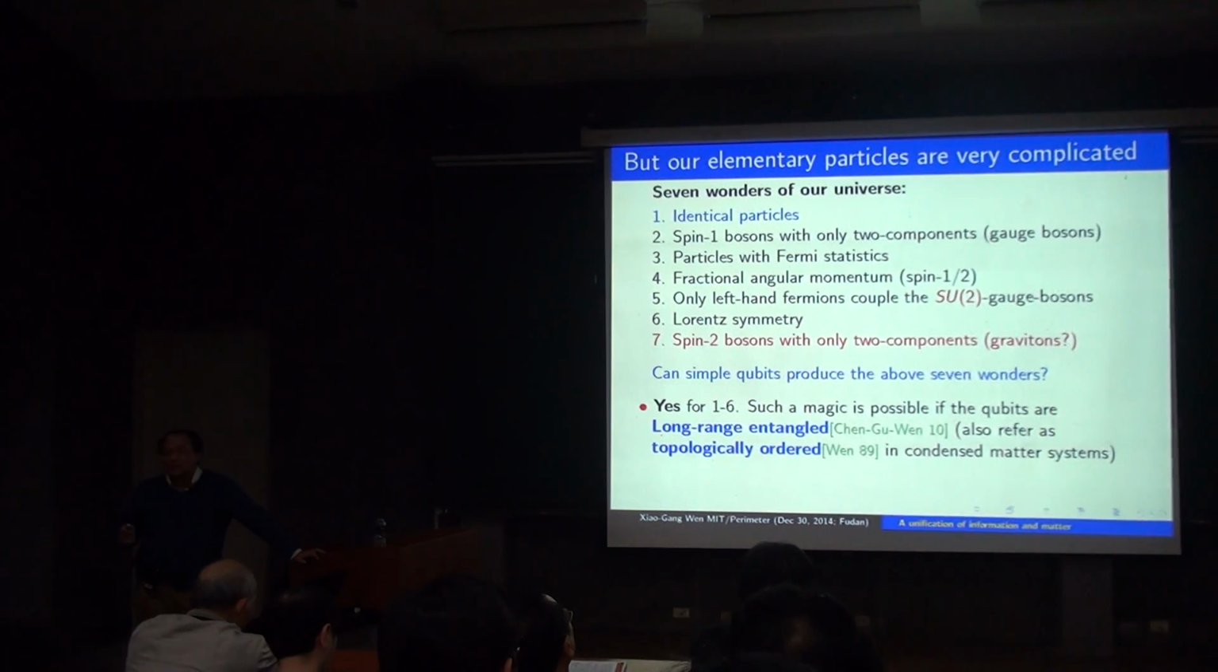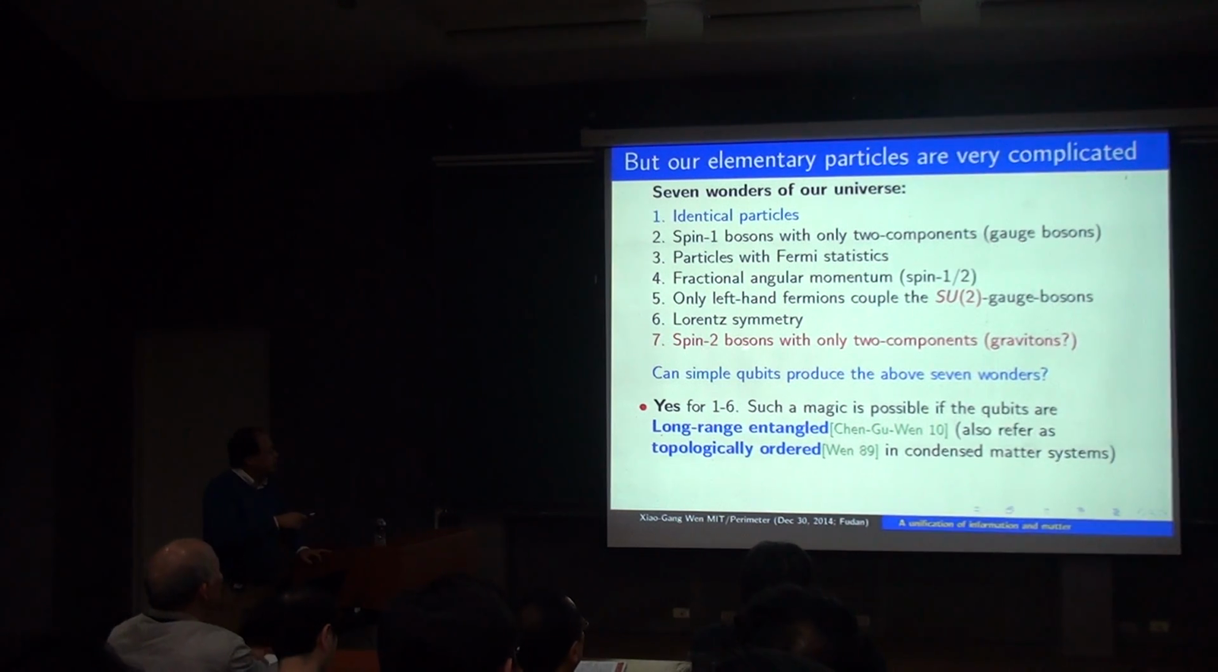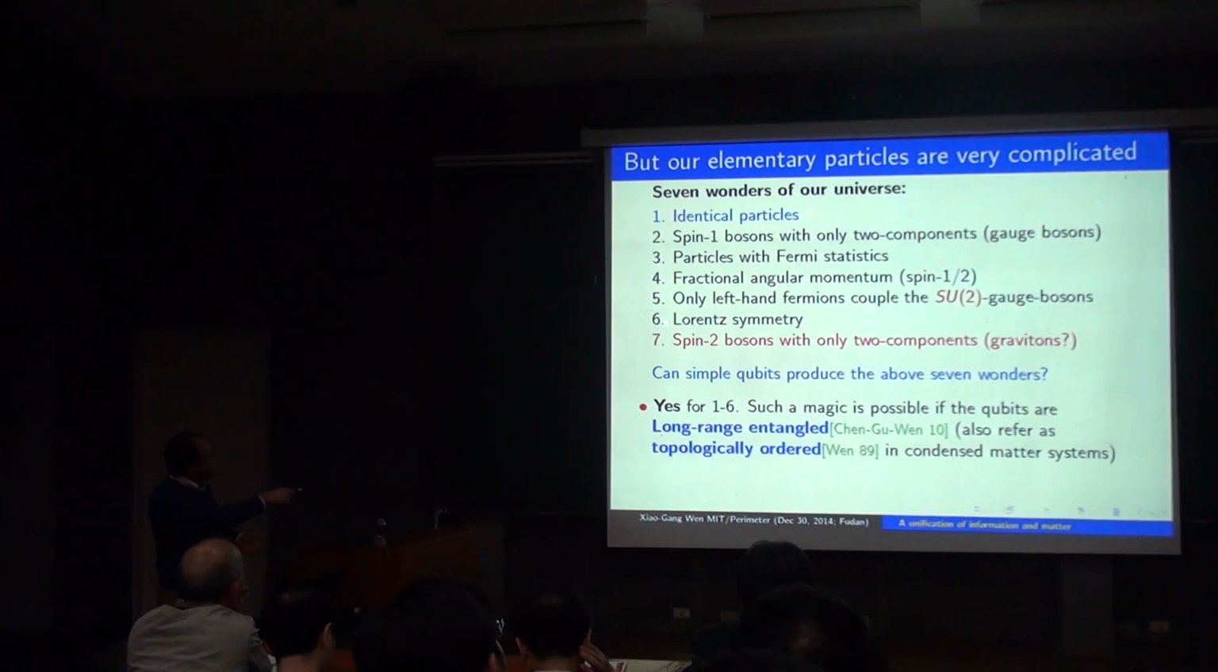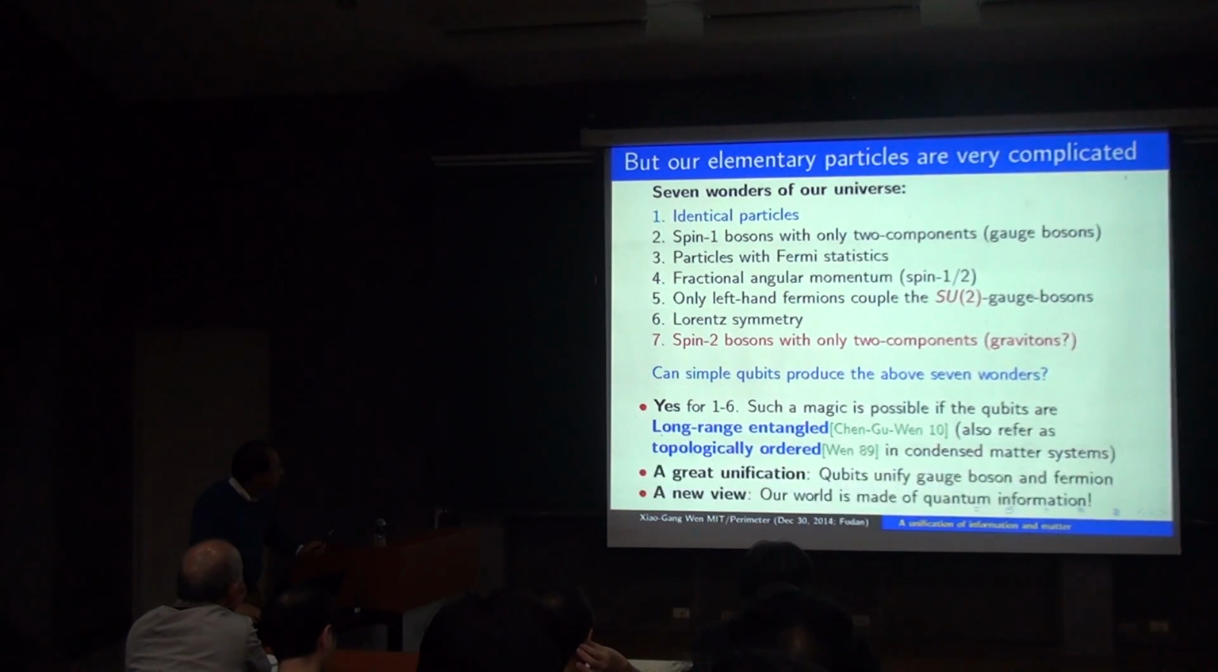And at the moment, we still don't know whether we can produce the graviton from the collective motion of qubits. So we are still working on that. This is not known. But the first 6 wonders can be produced by the qubits.